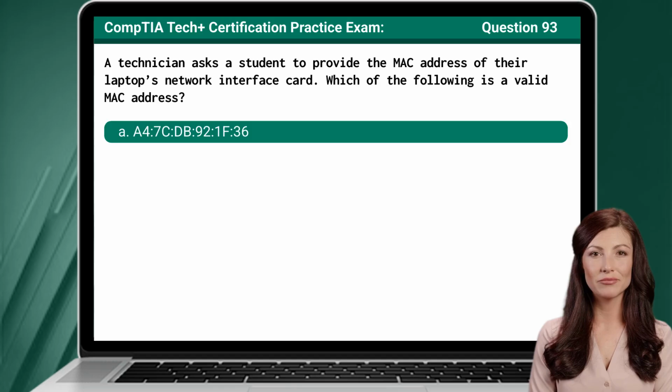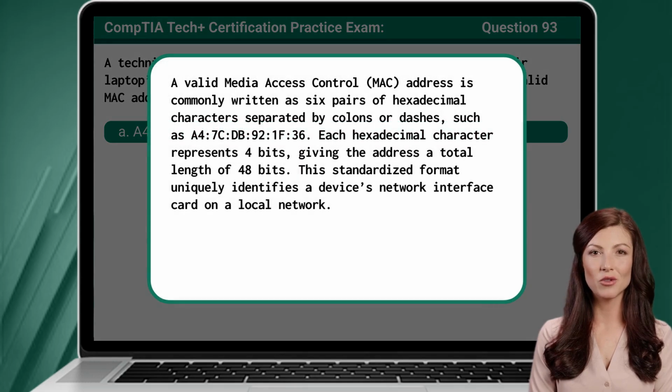A47CDB921F36. A valid media access control, or MAC address, is commonly written as 6 pairs of hexadecimal characters separated by colons or dashes, such as A47CDB921F36. Each hexadecimal character represents 4 bits, giving the address a total length of 48 bits. This standardized format uniquely identifies a device's network interface card on a local network.